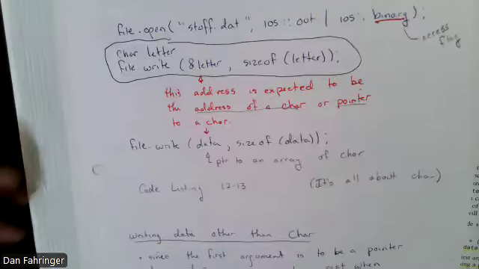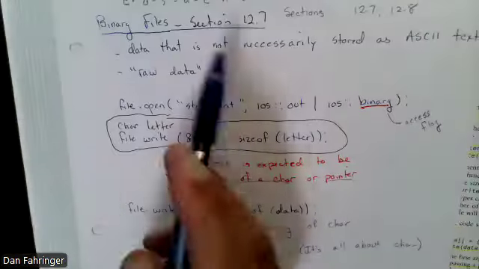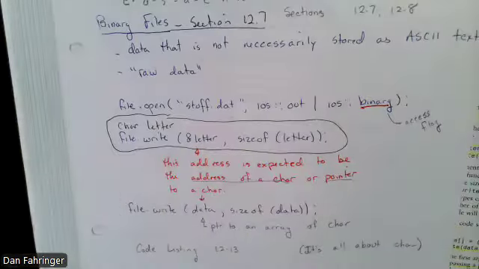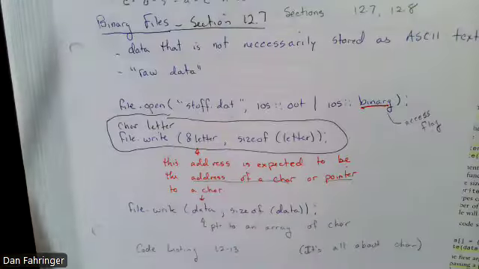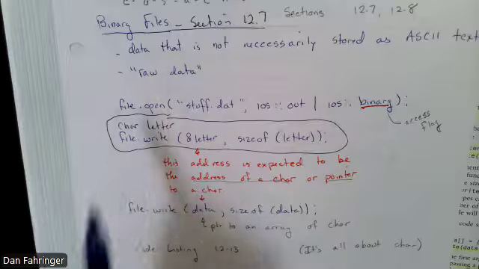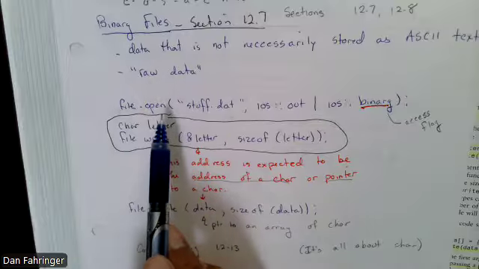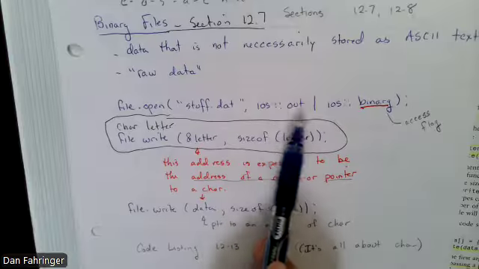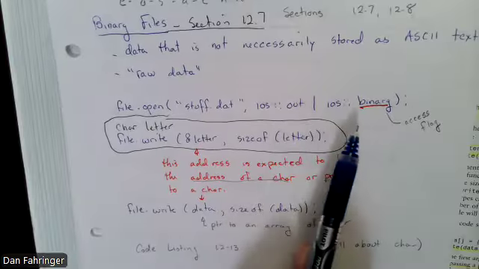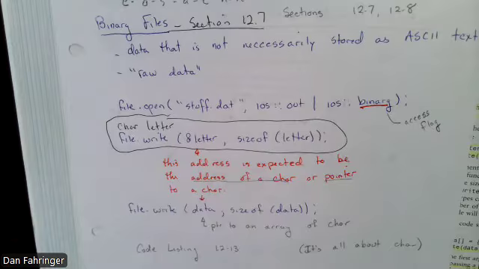Where are they? Here we go, at the top. Binary file, section 12.7. That is not necessarily stored as ASCII text, which means just as characters, which we can open up with Notepad. We can open it up with a lot of text readers and writers and work with it. Now it's going to be stored more as something like raw data. And as you see, when I get my file object, call the function open, and I have two different access flags, out and binary.